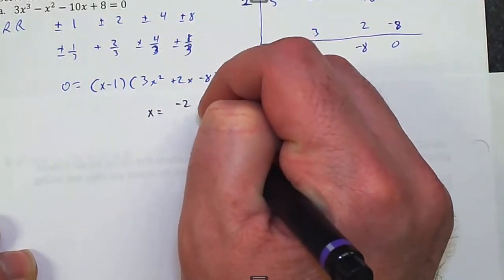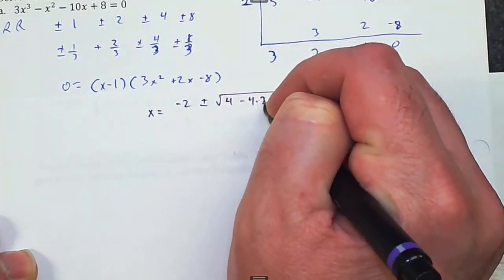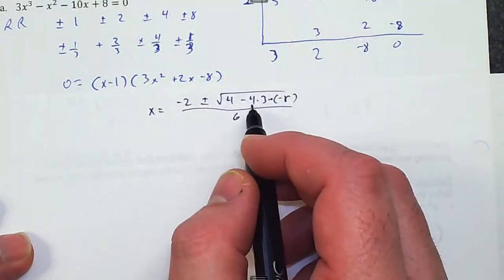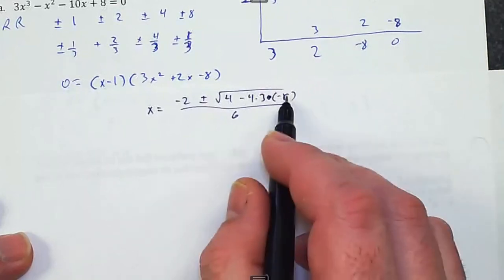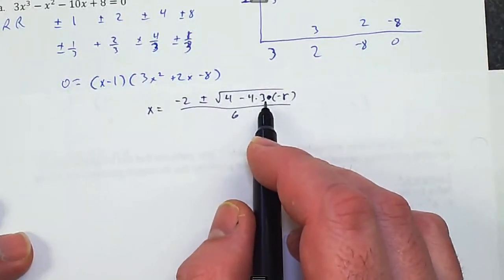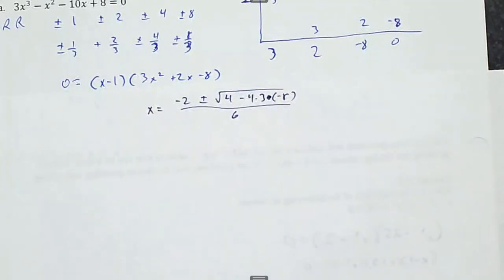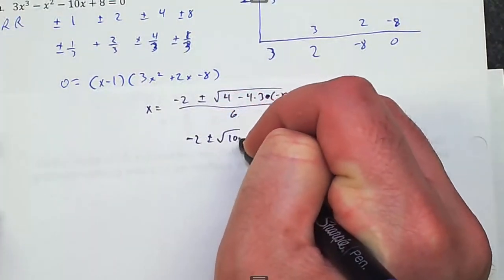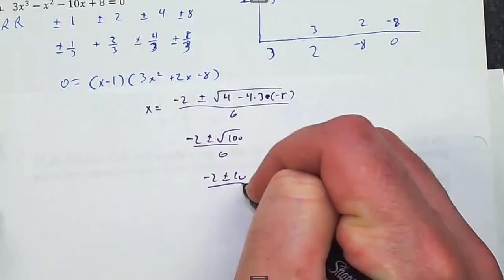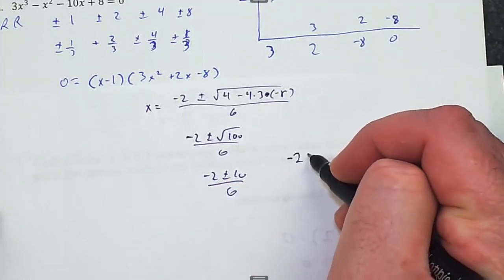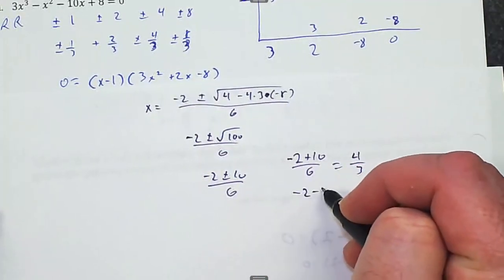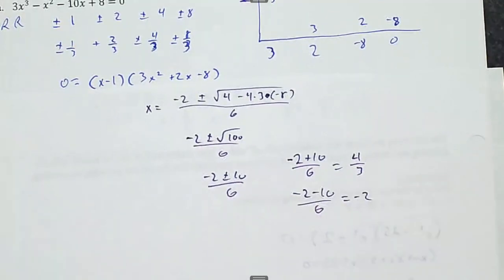x equals opposite b plus or minus the square root of b squared minus 4ac, all over 2a. 12 times 8 is 96. Plus 4 is 100. So this is -2 plus or minus the square root of 100 over 6. The square root of 100 is 10. So I have -2 plus 10 over 6. That gives me 8 over 6, which is 4 over 3. And that gives me -2.